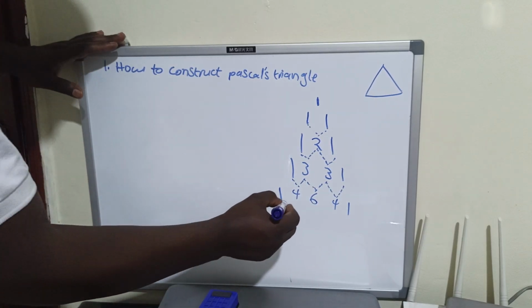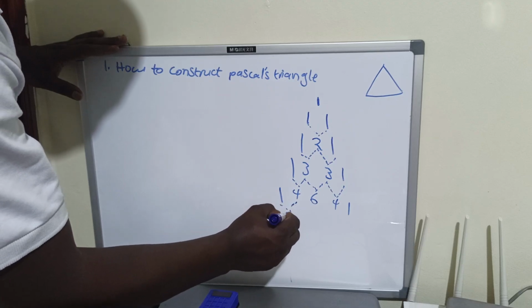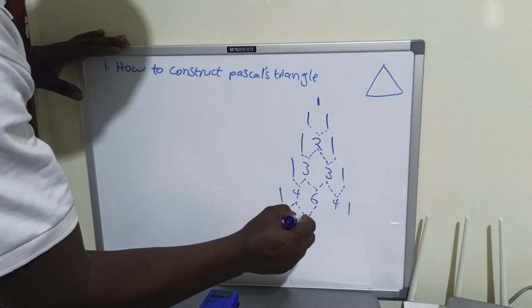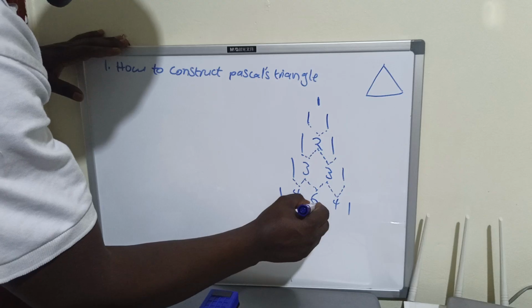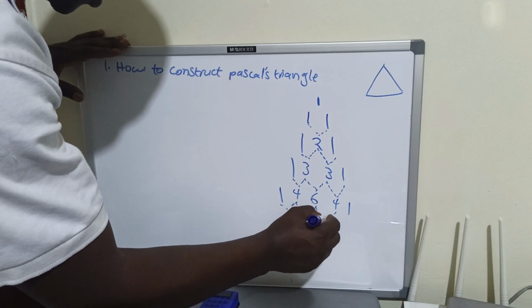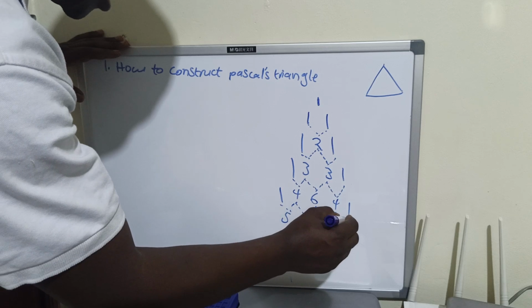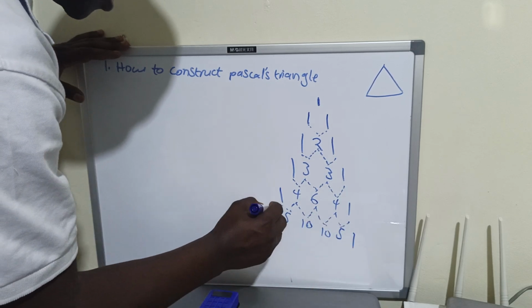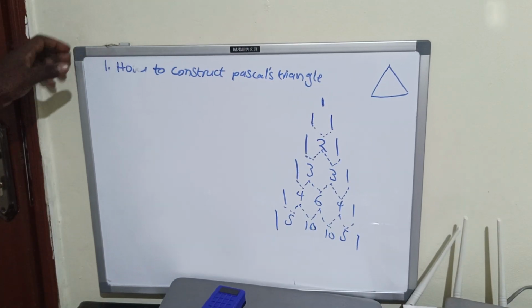Let's go together. This 4 plus this 1 will give us 5. This 4 plus this 6 will give us 10. This 6 plus this 4 gives us 10. This 4 plus this 1 gives us 5. Then you add 1 there and 1 there. It is endless. Sorry for that.